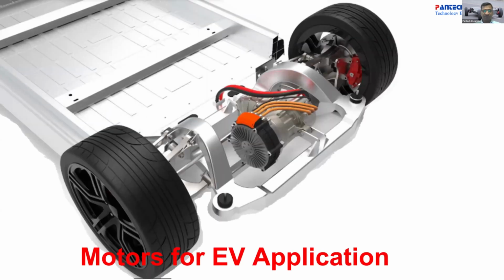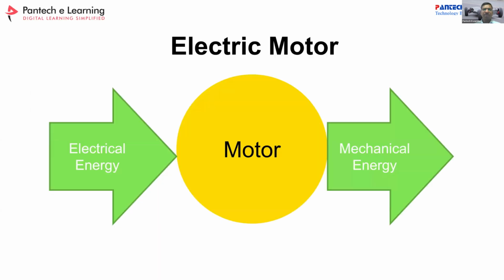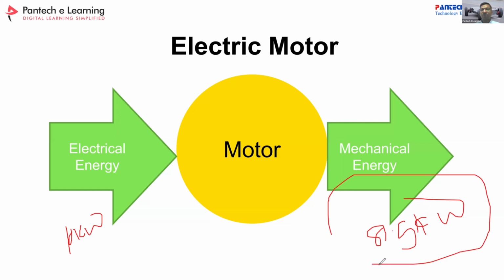Now, if you know what an electric motor is, electric motors are used to convert electrical energy into mechanical energy. As per our earlier discussion, this is 10 kilowatt, and finally we'll get 8.5 kilowatt, right? So this 8.5 kilowatt only is going to be applied on the vehicle structure. This is what we discussed in the previous session.